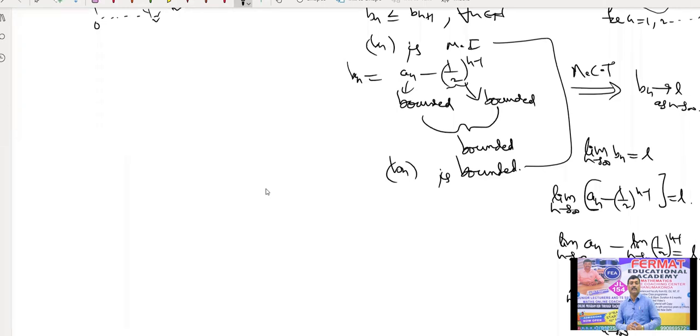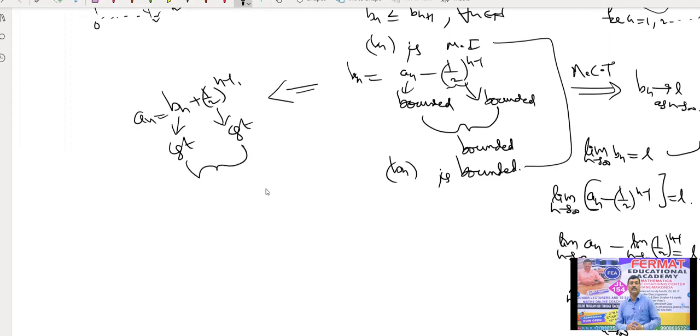This is one way of approach. The second way of approach is using this idea: a_n is nothing but b_n plus 1 by 2 power n minus 1. We have shown that b_n is convergent. We know that this is convergent. Sum of convergent sequences is always convergent. So therefore, a_n is convergent. That's it.